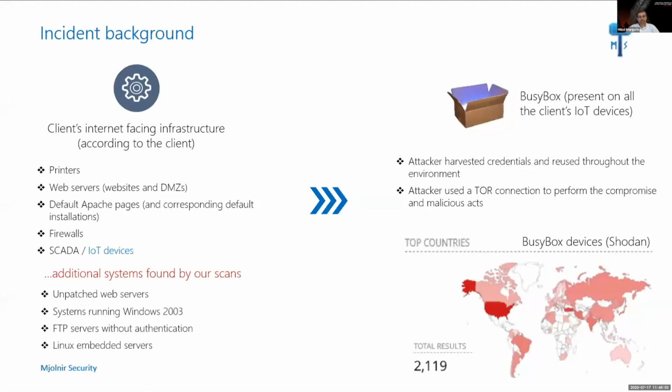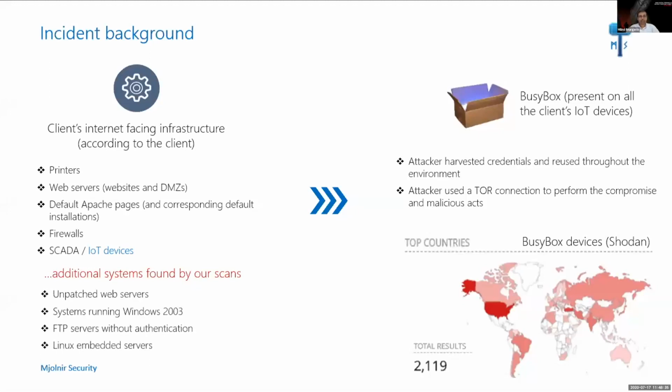We found systems running Windows 2003 that the client forgot about. Apparently they were supposed to be decommissioned a few years earlier, and then the client forgot about it and everybody else forgot about it, but it was still connected to the network. And then we found FTP servers without authentication. What that means is you could connect to the client's FTP system using the username anonymous and a blank password, and it just let you connect. You had full read and write access, as in you can take anything you want and even put anything you want. So at this point, any of these could be a reason for the hack.